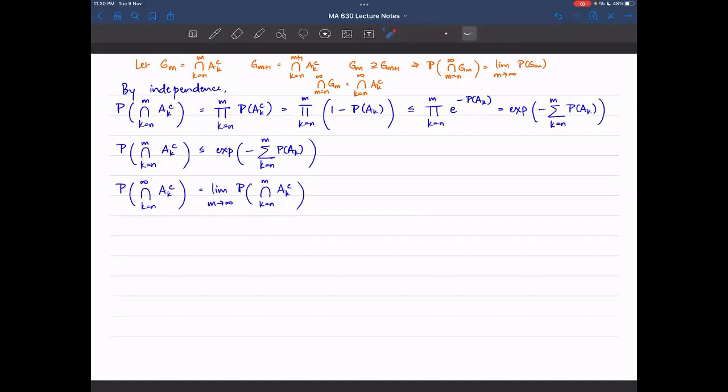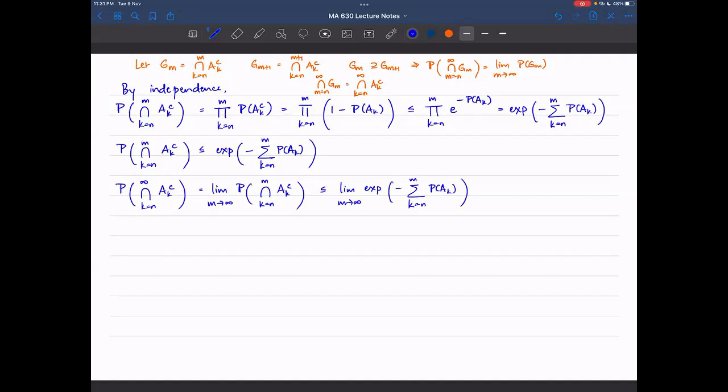Okay, so probability of the intersection k going from n to infinity, ak complement is the limit m going to infinity, P of intersection k going from n to m, ak complement. But wait a second, we have an upper bound for this quantity. The upper bound for it is this exponential thing, right? So by the previous line, this is going to be less than or equal to the limit as m goes to infinity of this exponential thing, e to the minus sum k going from n to m, P of ak.